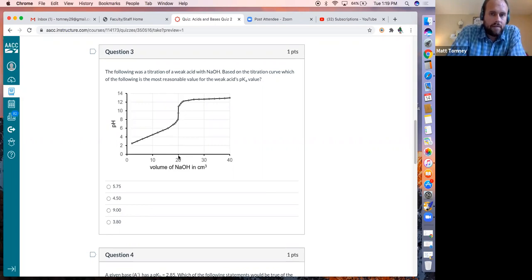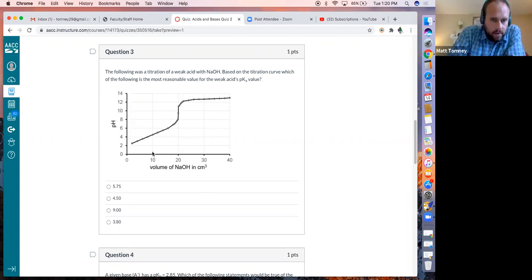So half the equivalence volume for a weak acid strong base titration is the pKa. The pH will be equal to the pKa. So if you remember, we've looked at log, and then when those values are equal, it becomes log of 1. That drops out to 0, and the pH equals the pKa. So all you had to do is come over to 10, which is the half equivalence volume, and then estimate. And I made it very clear. I didn't put in a bunch of values that were kind of close together.